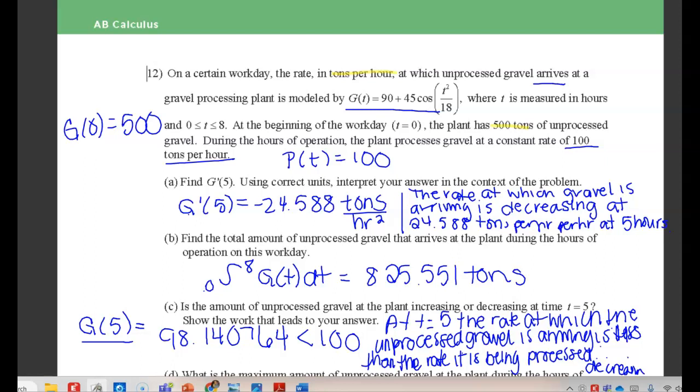And then the max and the min. So the max and the min is your candidates test. I need to know hour 0. I need to know hour 8. And then I need to know the extrema between them.